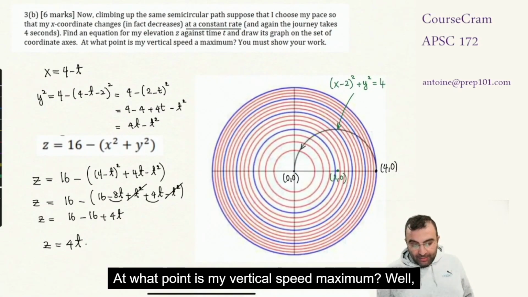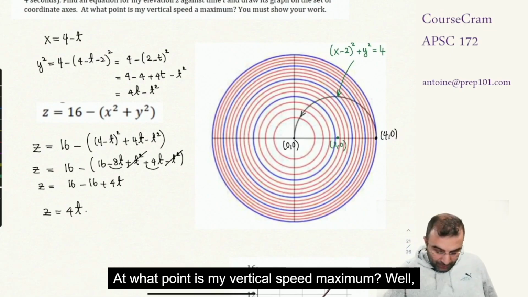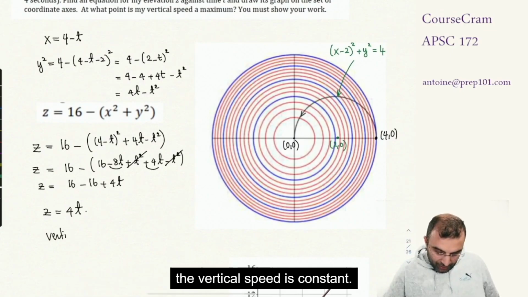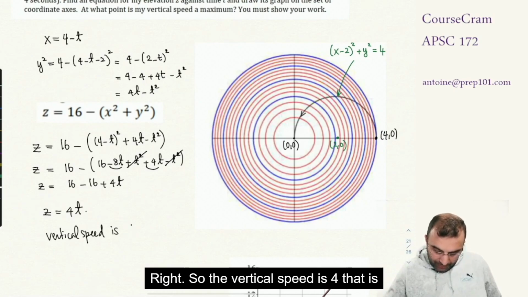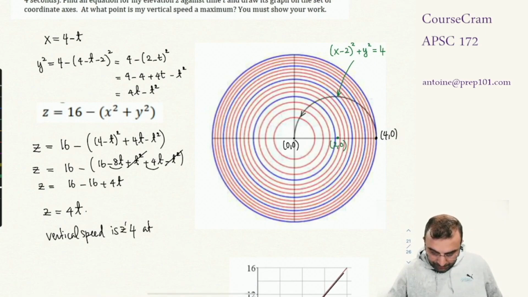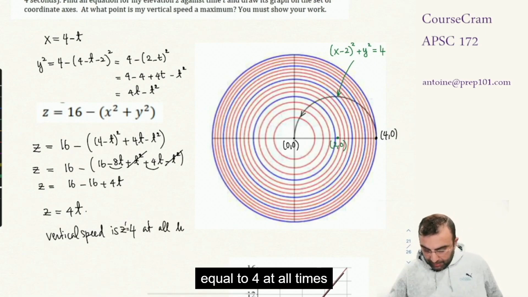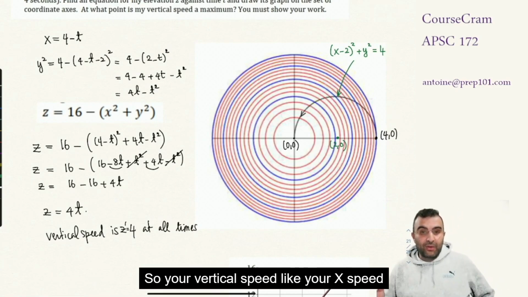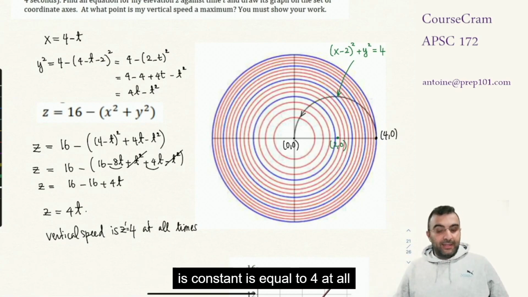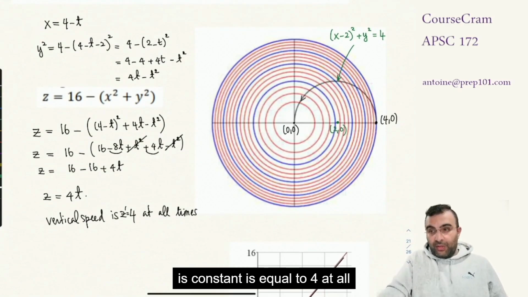At what point is my vertical speed maximum? Well, the vertical speed is constant, right? So the vertical speed is z prime equal to 4 at all times. So your vertical speed, like your x speed, is constant, is equal to 4 at all times.